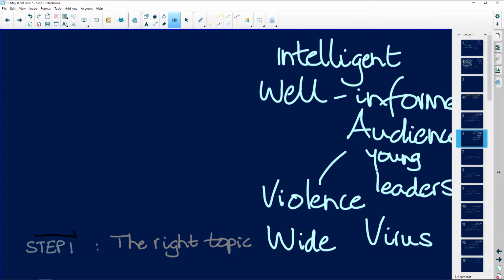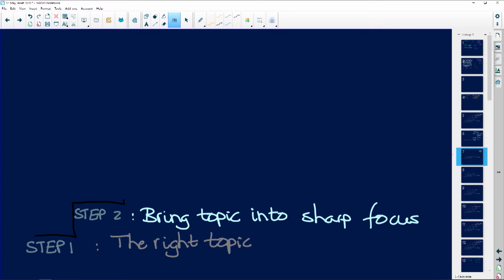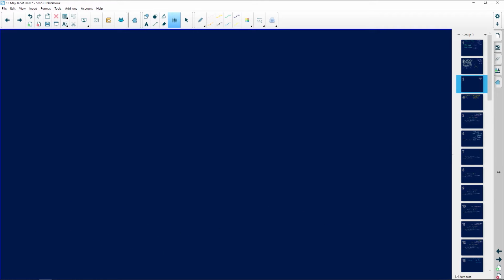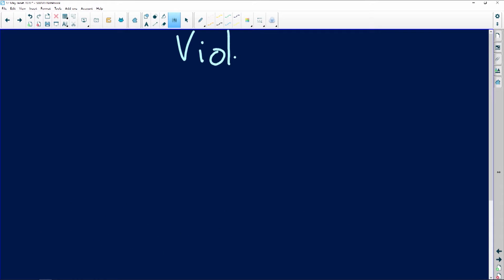But step 1, get your topic. And it's step 2 that I find that my students don't spend nearly enough time thinking about. What does it mean to bring the topic into sharp focus? Well, let's take the topic of violence, since we've been asked to look at it, and remember, we know who the audience is already. The sharp focus is, what am I going to talk about?